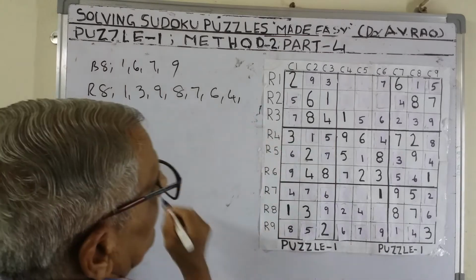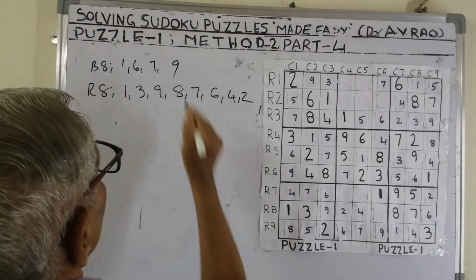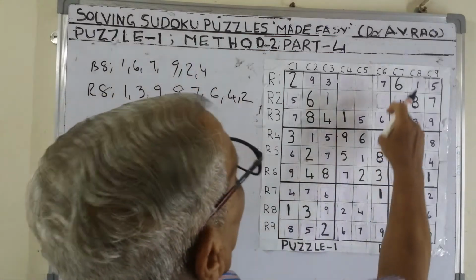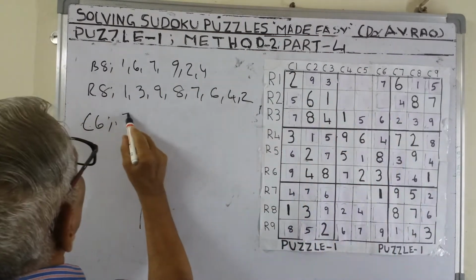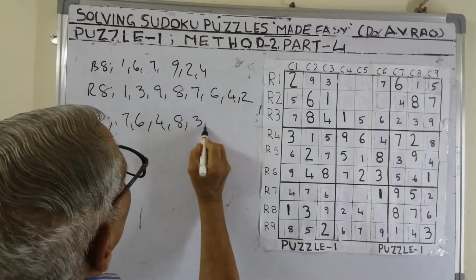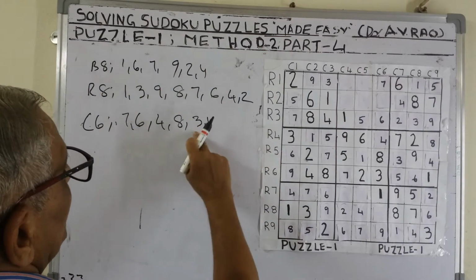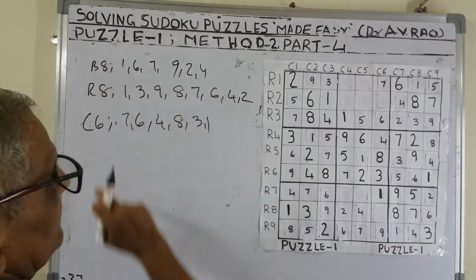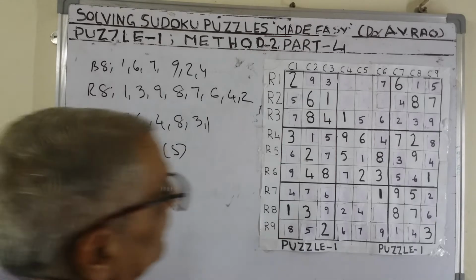Now here in R8 another number has been added, 2. Here also in B8, 2 and 4 have been added. Now let us take column C6: 7, 6, 4, 8, 3 and 1. Let us see which is the missing number. 1 is there, 2 is there, 3 is there, 4 is there, 5 is not there, 6 is there, 7 is there, 8 is there, 9 is there. So R8 C6 must be filled with 5. So let us fill it up with 5.